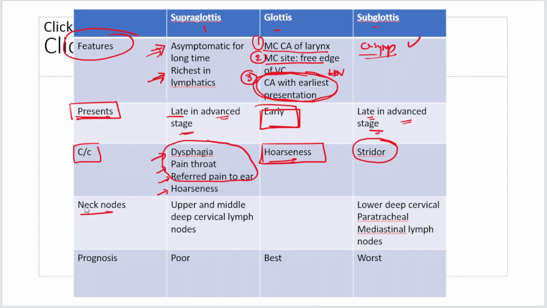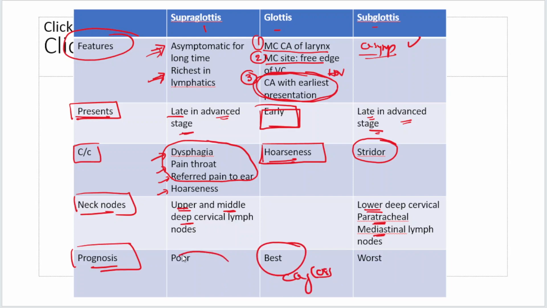Now neck nodes. In supraglottis carcinoma, you are going to see them in the upper and middle deep cervical lymph nodes. In the subglottis, you are going to see them in the lower deep cervical and mediastinal lymph nodes, sometimes in the paratracheal and pretracheal lymph nodes. Prognosis is best in carcinoma glottis, poor in supraglottis, and worst in subglottis, because it is very close to the mediastinal structures, and the carcinoma is already advanced when the patient presents to you. So the chance that you are going to save the patient with subglottic carcinoma is very rare. So this has the worst prognosis.